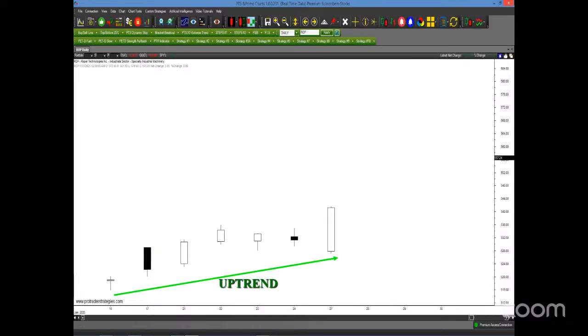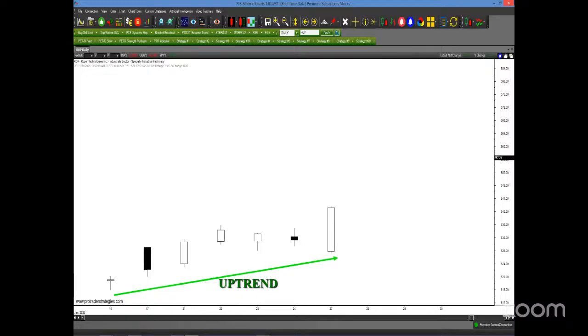Here's another example in ROP. Okay, we're in an uptrend, right? Conventional wisdom, trading candlesticks would tell us, well, we're going up, so now we look for a reversal pattern to go down. Well, no, we're not going to trade them that way. We are only going to trade candles in sync with the trend.